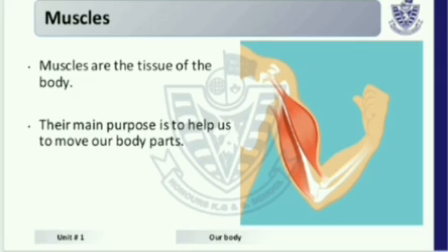Muscles. Muscles are the tissues of the body. Their main purpose is to help us to move our body parts. Do you know you have more than 600 muscles in your body? They do everything from pumping blood throughout your body to helping you lift your heavy backpack. You have 3 different types of muscles in your body: smooth muscles, cardiac muscles, and skeletal muscles.